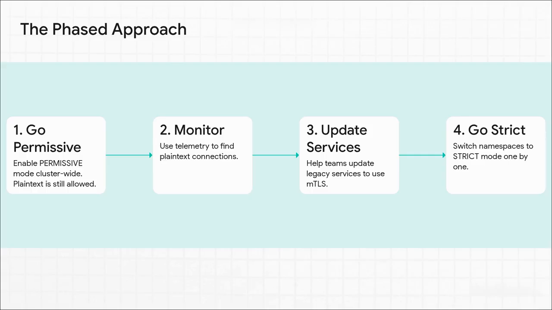Step 3, we go talk to the teams who own those services and help them get ready for mTLS. And then, step 4, the fun part. Once a namespace is all good to go, we flip the switch on just that namespace to strict mode. Then you just rinse and repeat, one namespace at a time. It's safe, it's controlled, it's manageable.